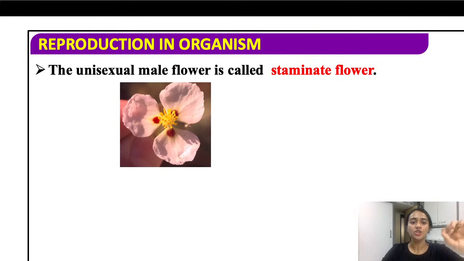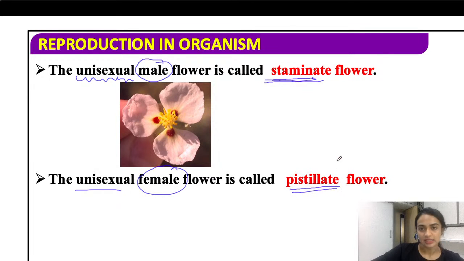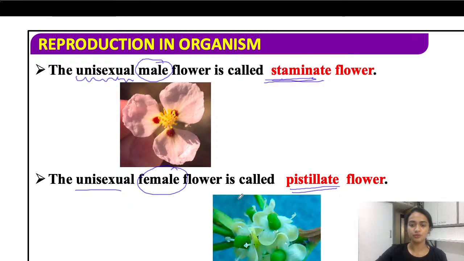Moving forward, a unisexual male flower is called a staminate flower. Male flower, unisexual, staminate. This is the term. Unisexual female flower is known as pistillate. Stamens are basically one of the male reproductive organs of the flower. So hence staminate will be referred to as male, pistil will be referred to as female.